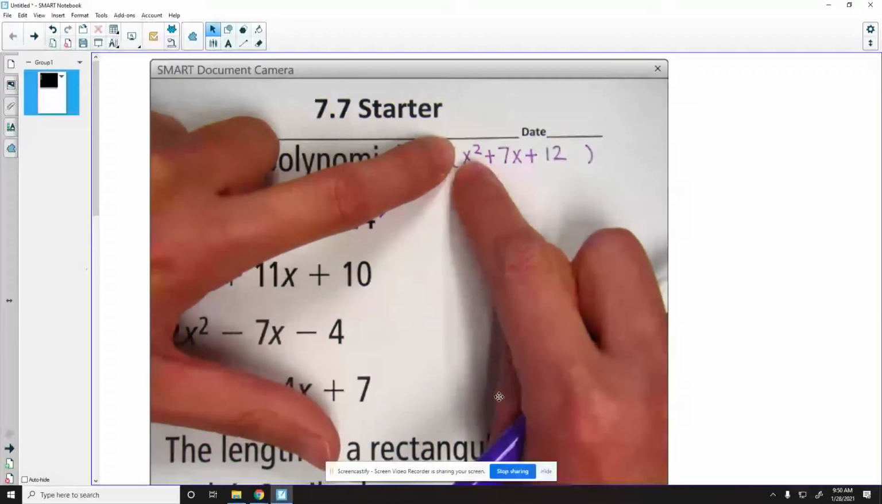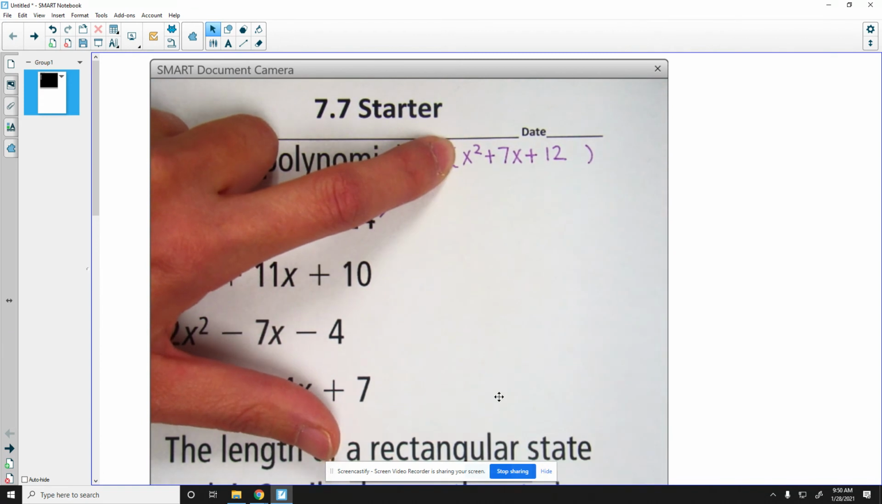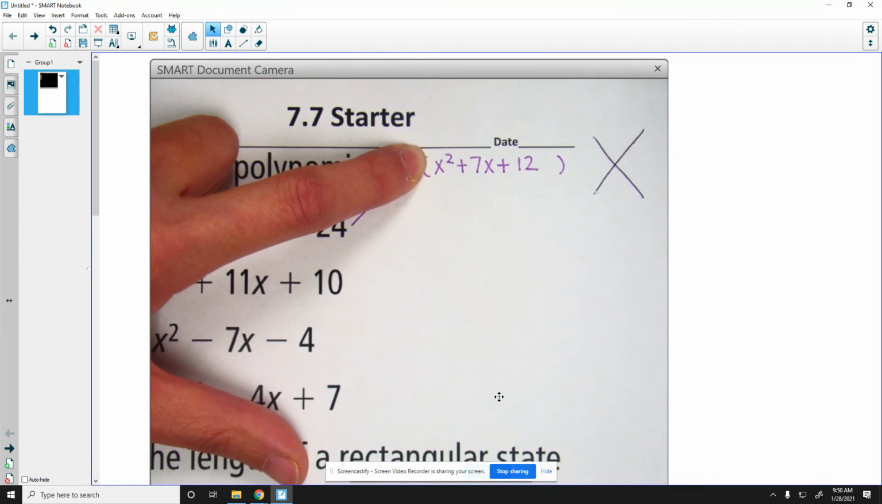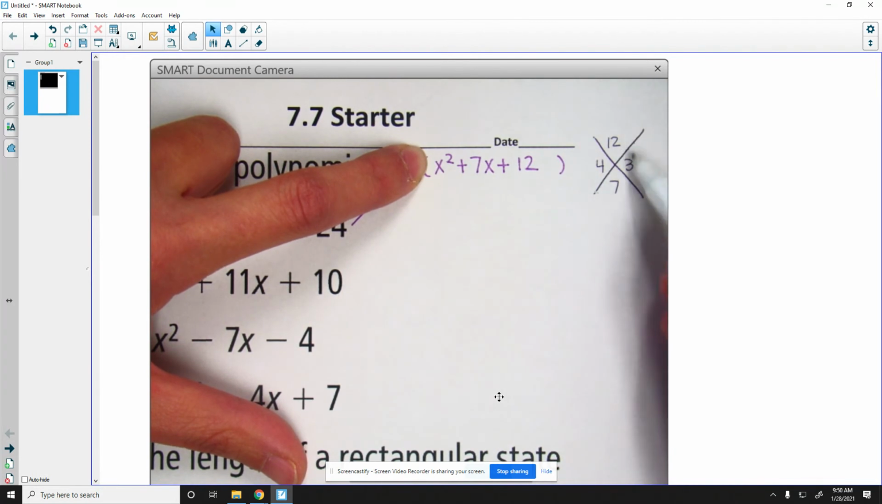Now do you see how your problem starts with a 1x squared? So as soon as your problem starts with a 1x squared, boom, you can do big X. So what number can I put on top? 12. On the bottom, 7. Okay, what are the two numbers? 4 and 3, 3 and 4. It doesn't matter what order you put it, right? 4 times 3 is 12. 4 plus 3 is 7.